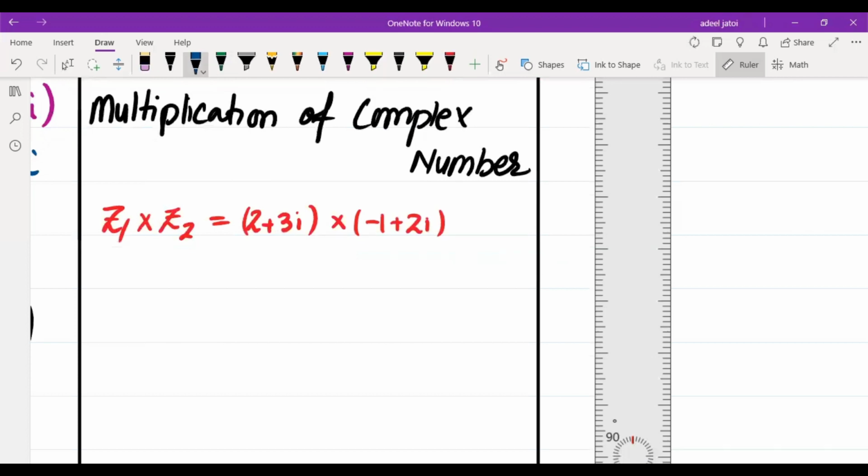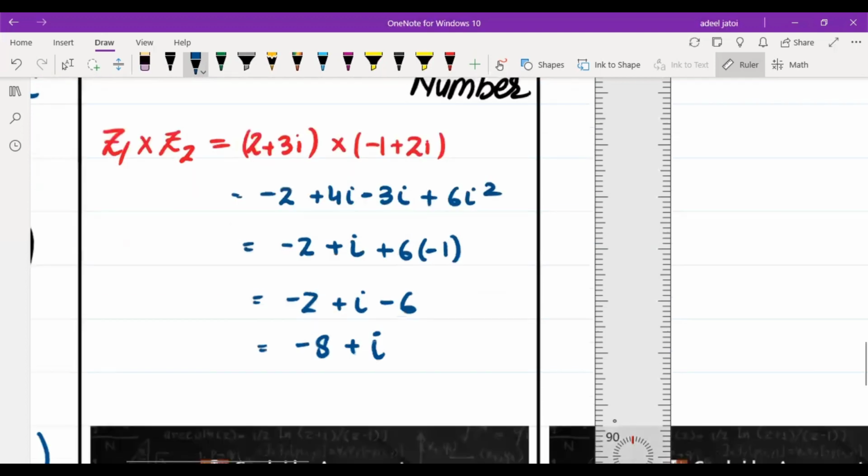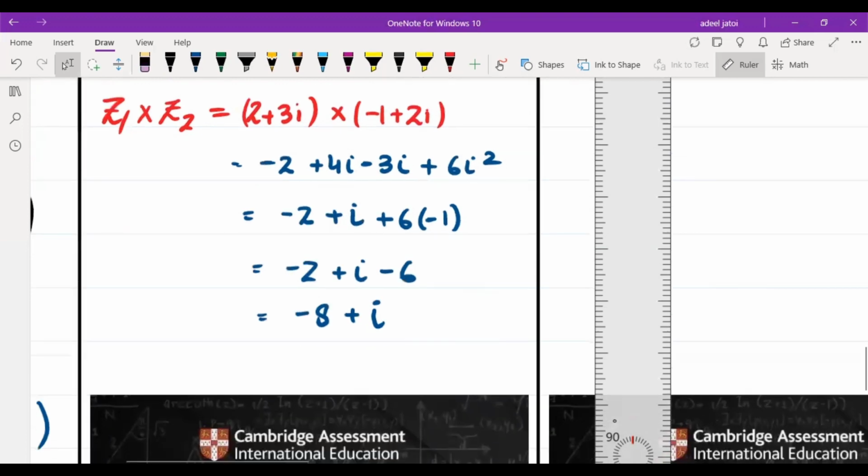So when we solve this, we will have minus 2 plus 4 iota minus 3 iota, and we will have plus 6 iota square. Minus 2 plus iota plus 6 iota square, which changes to minus 6. So the end result is minus 8 plus iota. So when you multiply the two roots, you will eventually end up with the Cartesian form of the complex number.